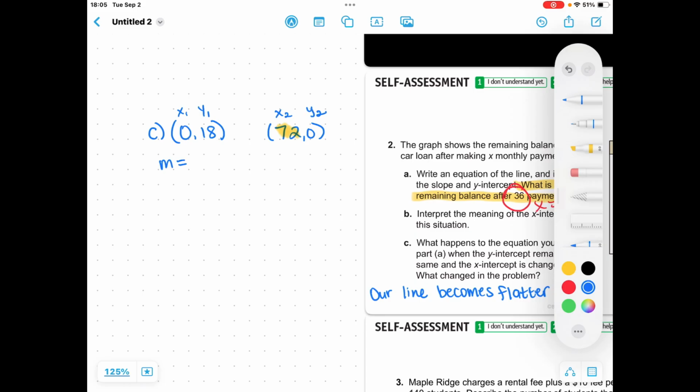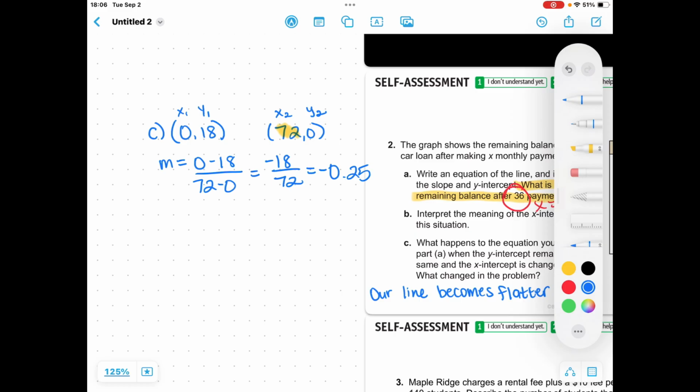So what this means now is that our slope is going to equal still rise over run. So 0 minus 18 over 72 minus 0. This still is going to give us a negative slope. But if you were to plug this into the calculator, negative 18 over a positive 72, that is going to equal a negative 0.25 or negative 1/4.